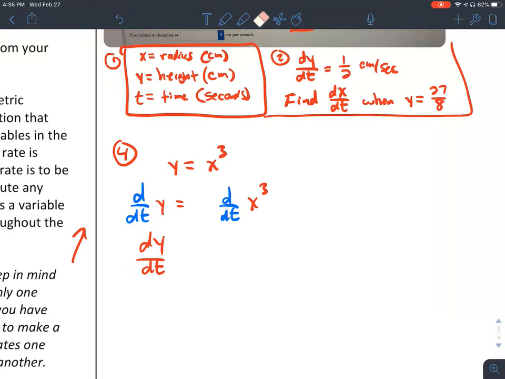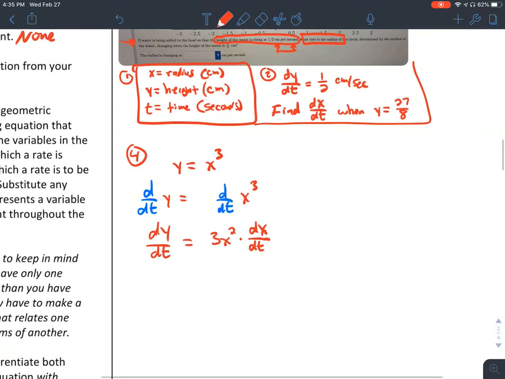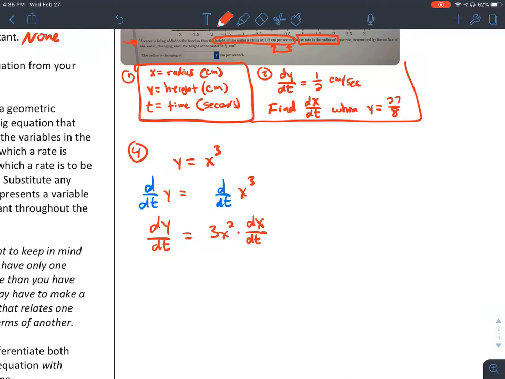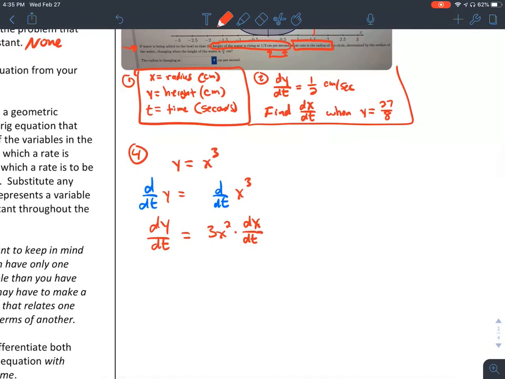On the right side of the equation, the derivative of x cubed is 3x squared, but it was the wrong variable, so we're going to say dx over dt. That's implicit differentiation. Now, this should be simple from here. It isn't, but it should be simple. We are trying to figure out what this is. That's what it says to find.